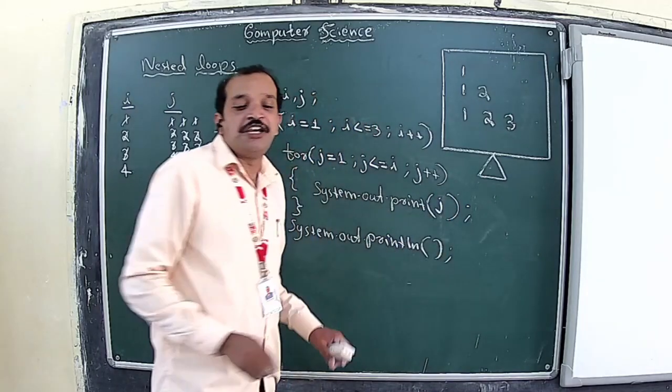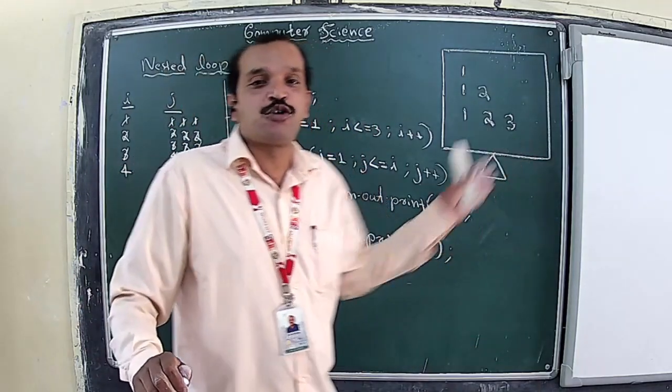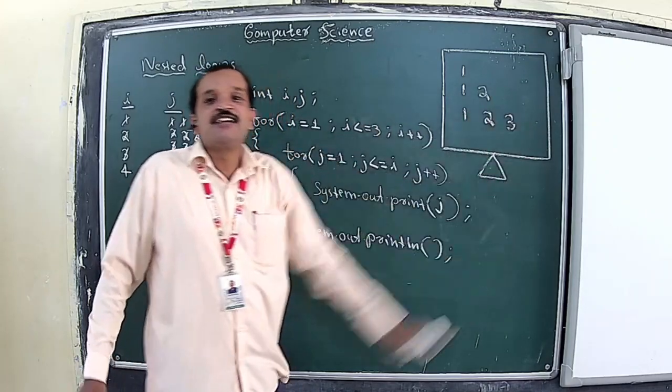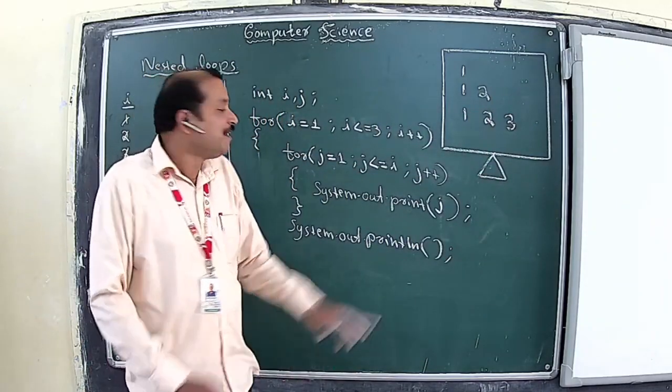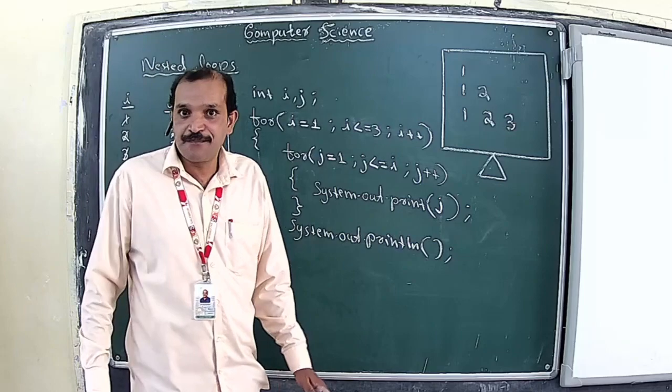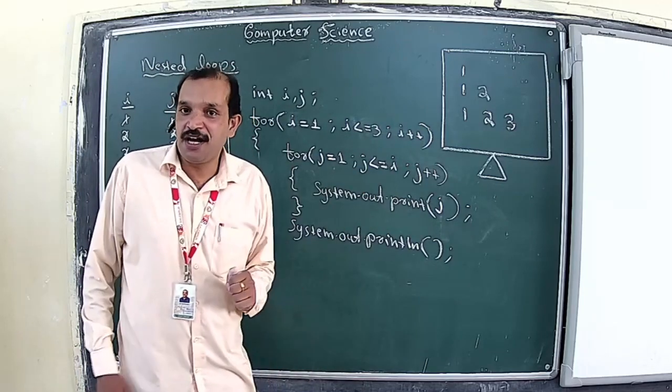And as you know, the inner loop control variable is responsible for the column. So therefore, definitely the column values will be printed if you just print the j here, and this is how it can be accomplished.